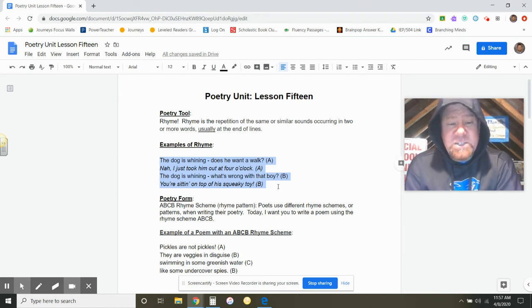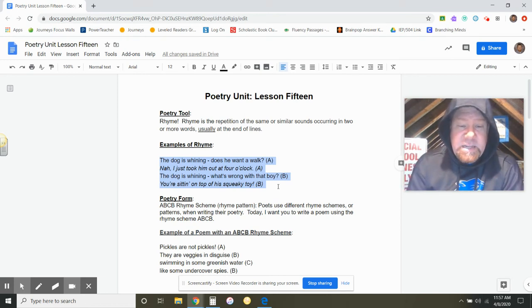The fourth line is, you're sitting on top of a squeaky toy. Now, toy rhymes with boy, and since boy was signified by B as the second rhyme, then toy also rhymes with boy, so we'll also have that be B. So this poem is using an AABB rhyme scheme. Today, however, I want you to try to write a poem using an ABCB rhyme scheme. Okay? Remember, poets use different rhyme schemes or patterns when writing their poetry.